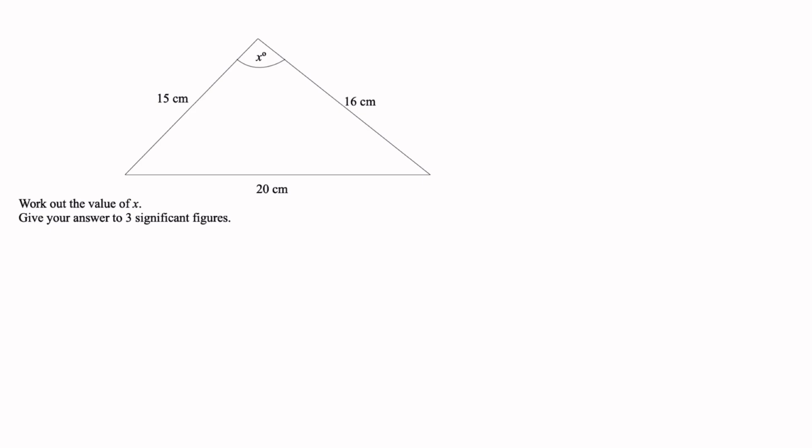So again, it's very important that we label the angle that we're trying to find as a capital A, and we label the side opposite the angle as our small a. As before, it doesn't really matter which one is my b and c. So I'll label my 15 as my b and 16 as my c. Now let's write down the formula that we've been using for the past few questions, which is a squared is equal to b squared plus c squared minus 2bc cos a.